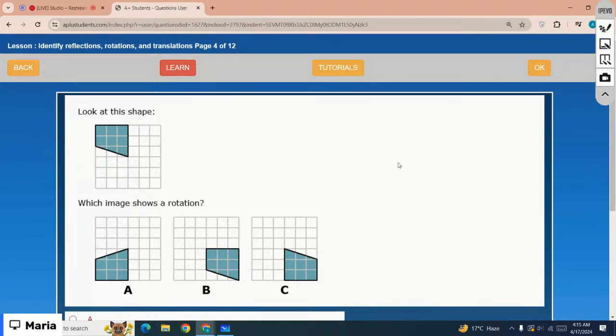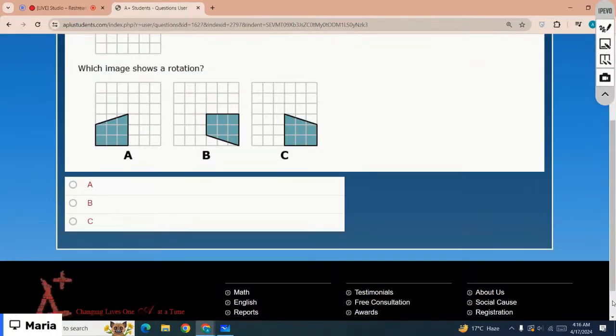A is the reflection, B is the translation, and C is the rotation. The correct option is C.